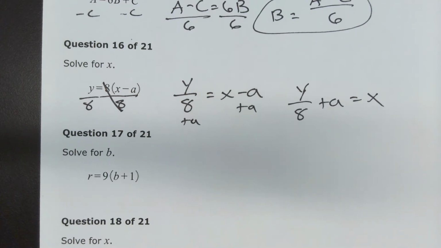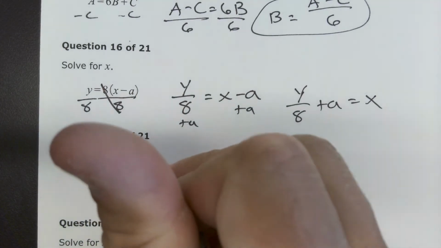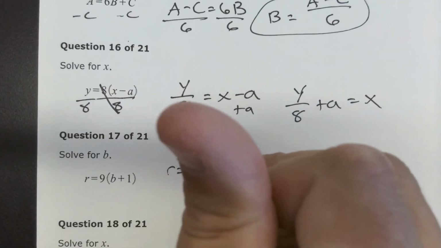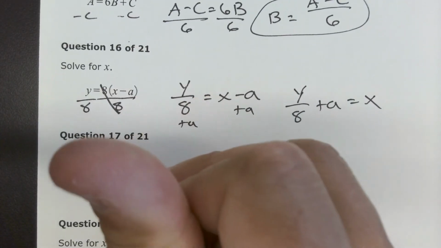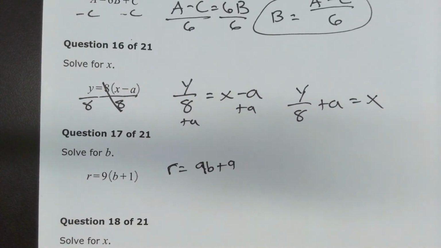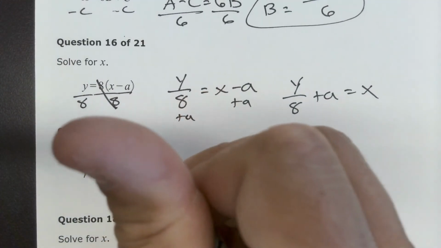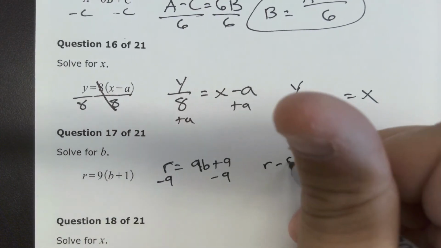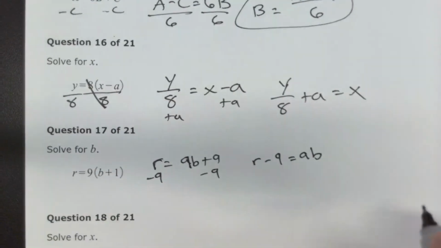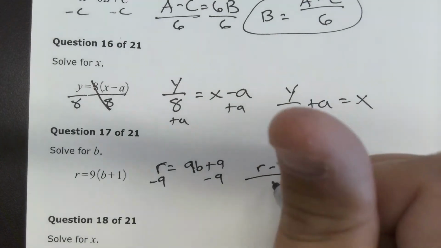So let's say on this next one you decided, look, I forgot to just divide by 9, and you distributed. So you get 9b plus 9, right? And we're still solving for r. So the first thing you're going to do is subtract 9, right? And you're going to have r minus 9 equals 9b. And then you're going to divide everything by 9.